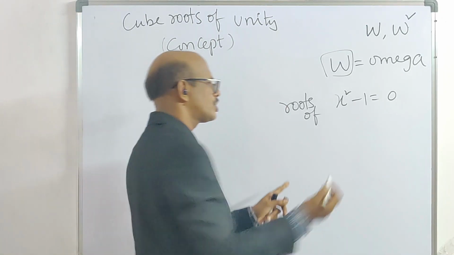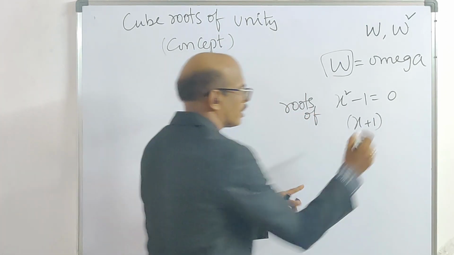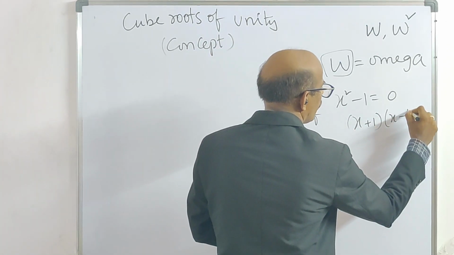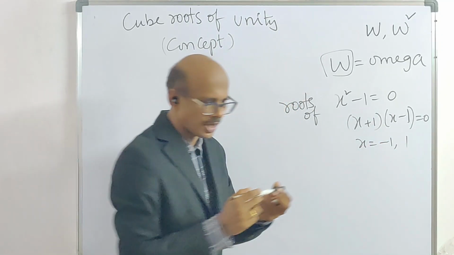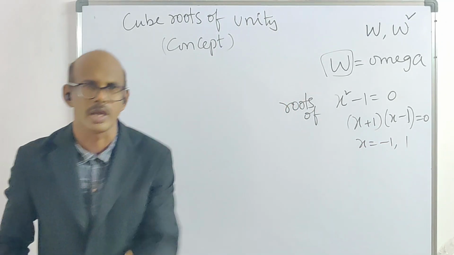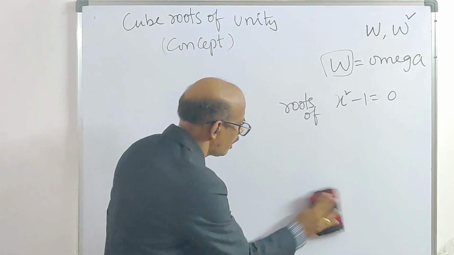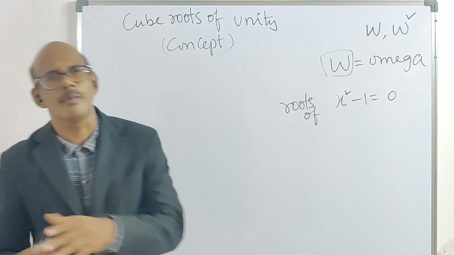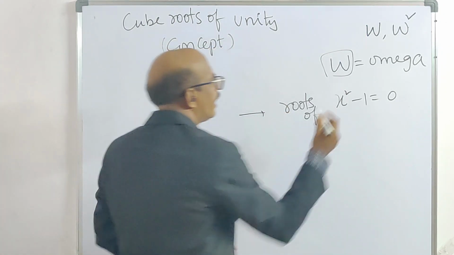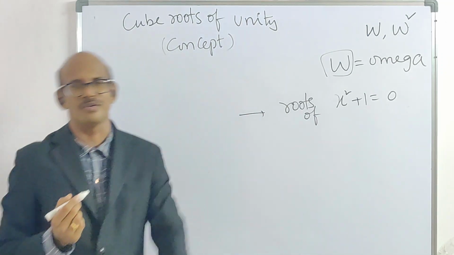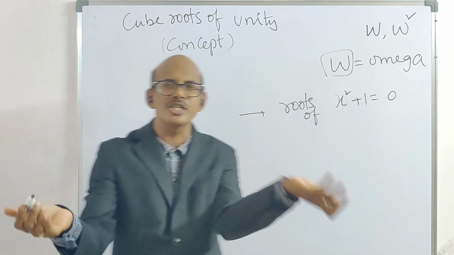From lower classes onwards, you know the method. The root means the value satisfied by the equation. If you observe the factorization, the roots are minus 1 and plus 1. Correct? In the real system, it is possible, so the roots are plus 1 and minus 1. Suppose our question is the roots of x square plus 1 equal to 0. Now, in the real system, it is not possible.